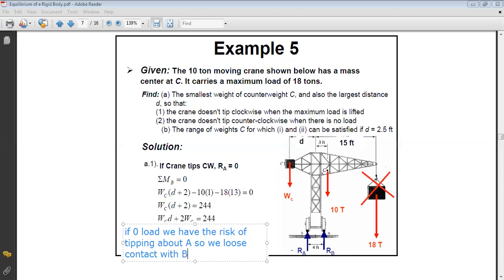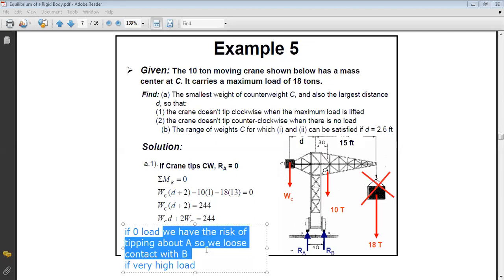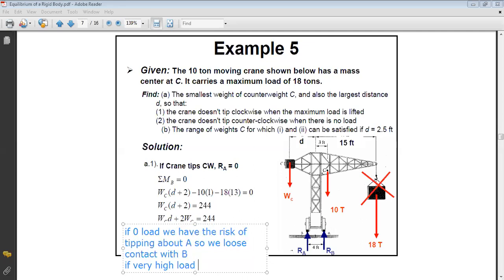And the second critical case is what? If maximum load, if we have high load, if very high load, then we have the risk of tipping about which point? If you have here a very high load, it will try to turn now about B, okay? So we have the risk of tipping about B, and we lose contact with A.